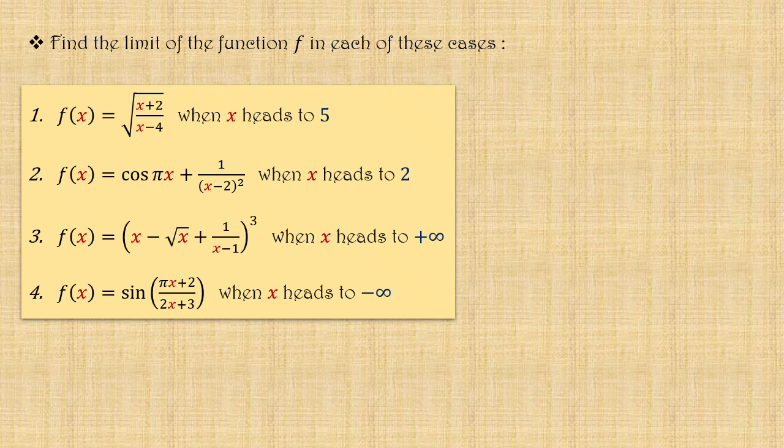As for the third case, it's when our function f(x) equals (x - √x + 1/(x - 1))³, and we have to calculate its limit when x heads to positive infinity. And finally, we have the fourth case, when our function f(x) equals the sine of π(x + 2)/(2x + 3), and we have to calculate its limit when x heads to negative infinity. So let's start by the first case.